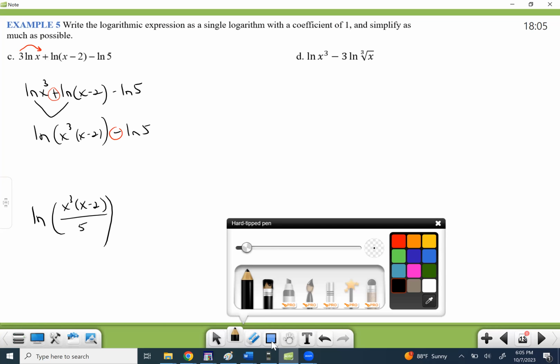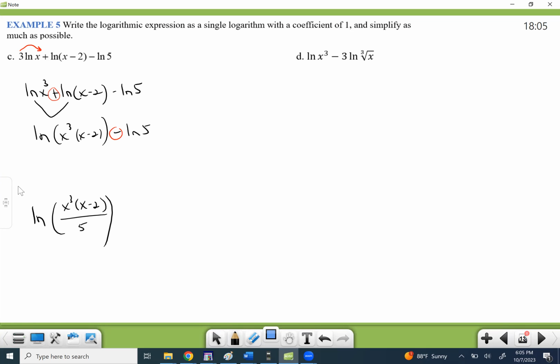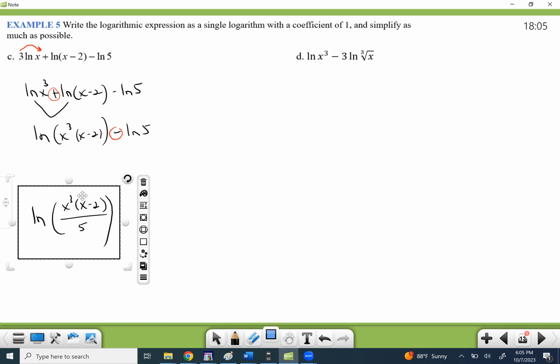Okay. That one trick, though, sure helps, huh? Look at all the work it saved us. If you can just remember all of the things that are adding will be in the top and all the things that are subtracting will be in the bottom. It does make it go a little bit faster.